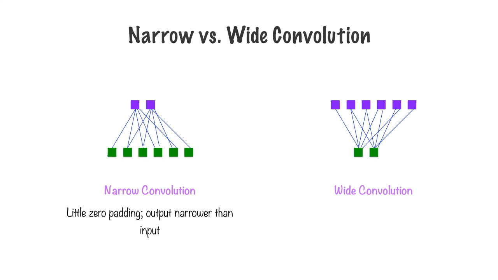The input matrix at the bottom is narrower than the convolutional result, or rather, the convolutional result is wider. In order to get a wider convolutional result, the input has to be zero padded along all edges. When the output is wider than the input, it's wide convolution, and we need lots of zero padding.